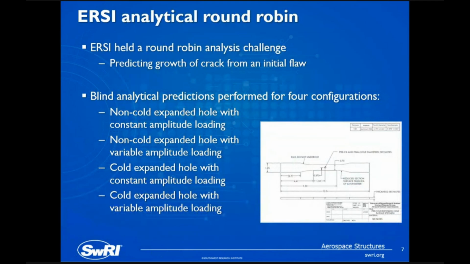So one of the things that we do as part of ERSI is some analytical round robins, which have been really valuable for understanding just the different methods that people use for analyzing these types of problems. And so here's one that we did a couple years ago where the Air Force Research Lab ran a bunch of tests. I believe these were 7050 aluminum, just dog bones like this with a hole, an initial flaw.